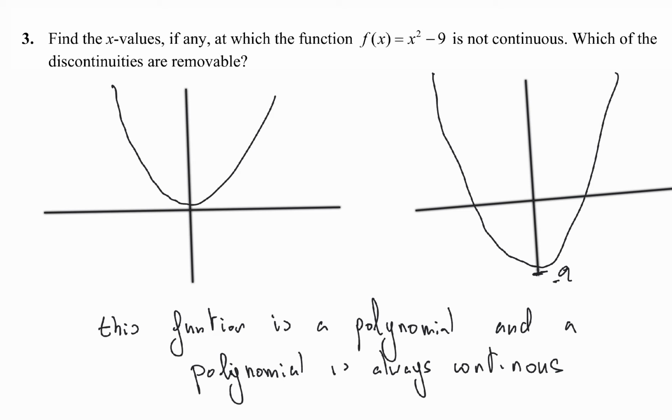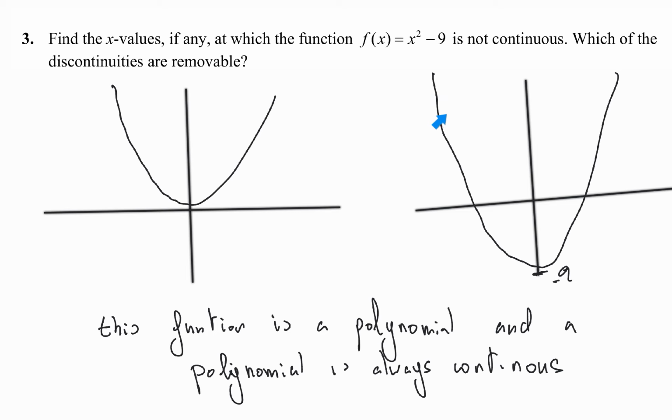Find the value x at which the function f equals x squared minus 9 is not continuous. Which of the discontinuities are removable? Well, the function f of x equals x squared is this parabola. What will be x squared minus 9? It is the same parabola going down 9 units. Is this function continuous? Yes, of course. First of all, you can draw the function without taking your pen off the paper.